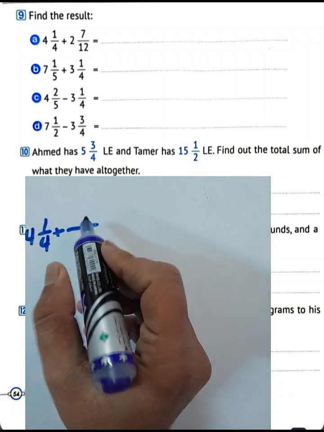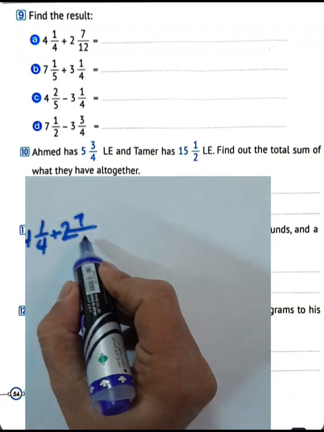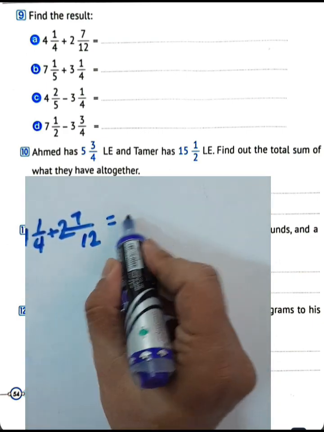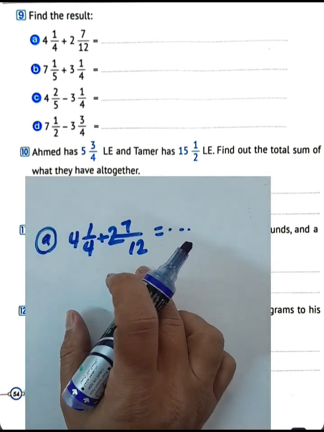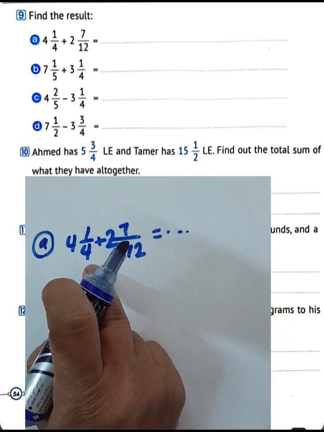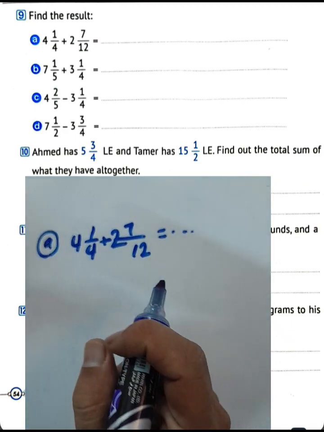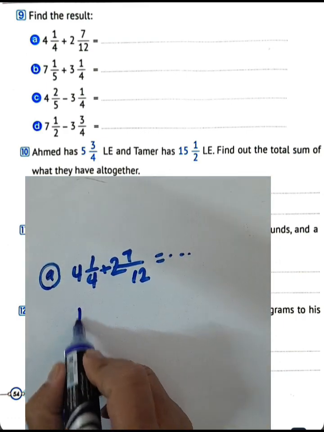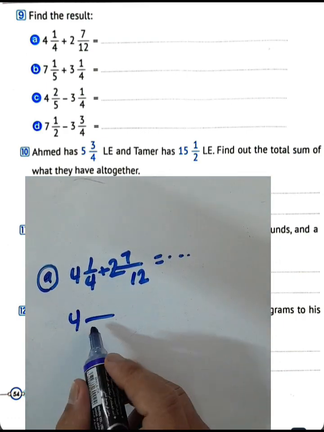plus 2 and 7 over 12. To find the result of this example, you must find the least common multiple between the two denominators. 12 can be divided by 4, so 12 is the least common multiple between the two denominators here. Then we must write 4 outside, it's a whole number, and it will be 12.